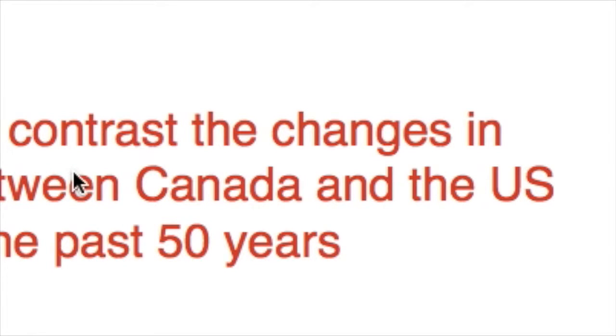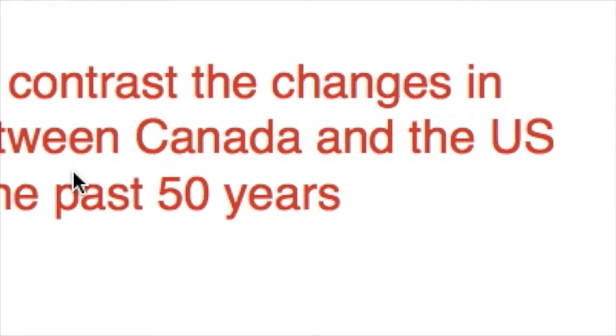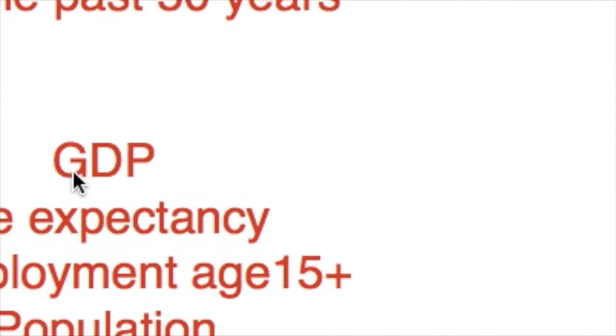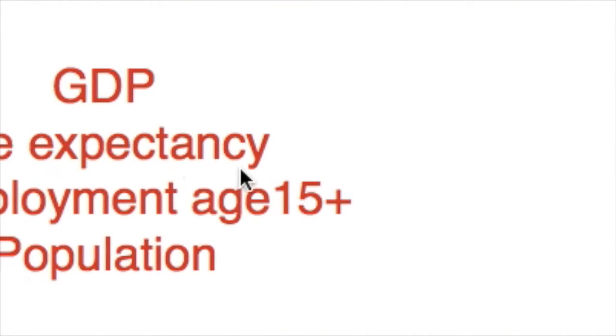Hi, we're gonna see together the changes between development of Canada and the US. We're gonna compare them using Gapminder, which is a site on the internet. We're gonna measure the development using four indicators: GDP, life expectancy, unemployment of people older than 15, and population.